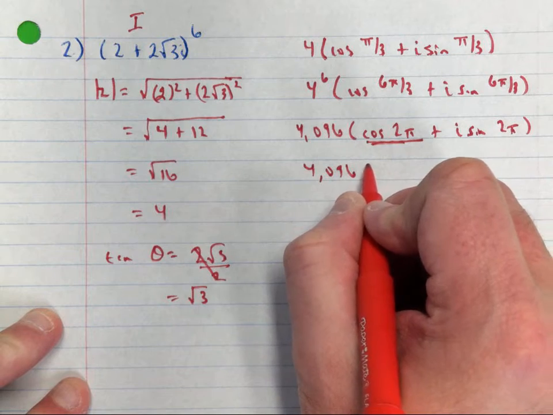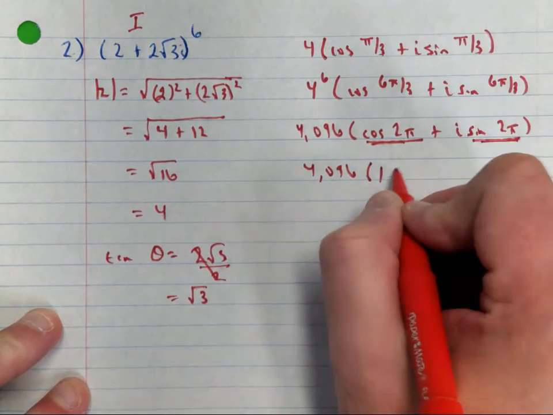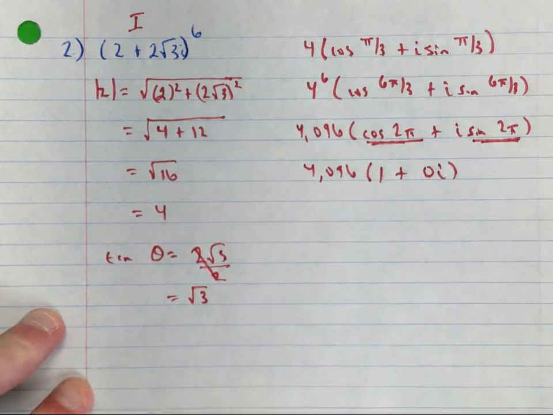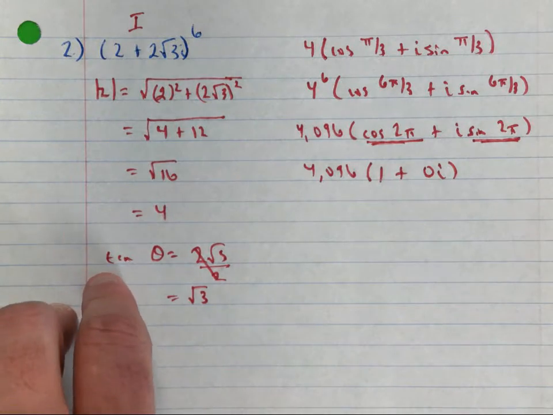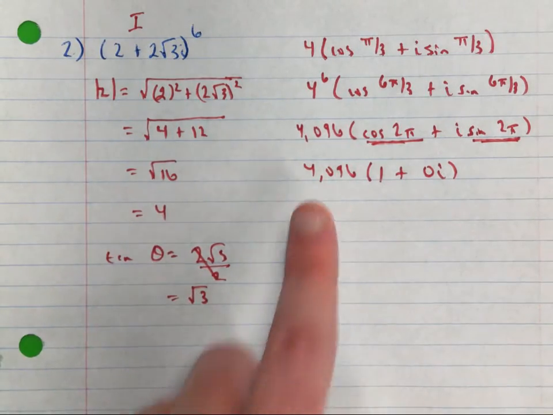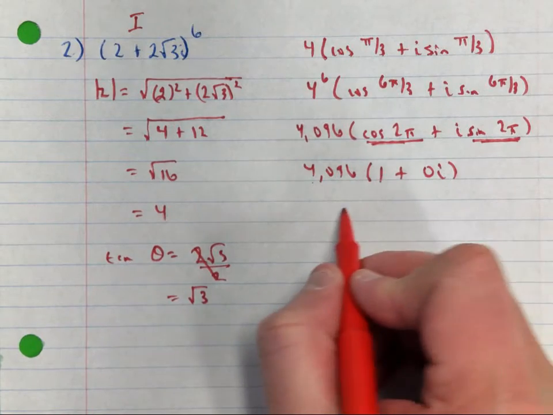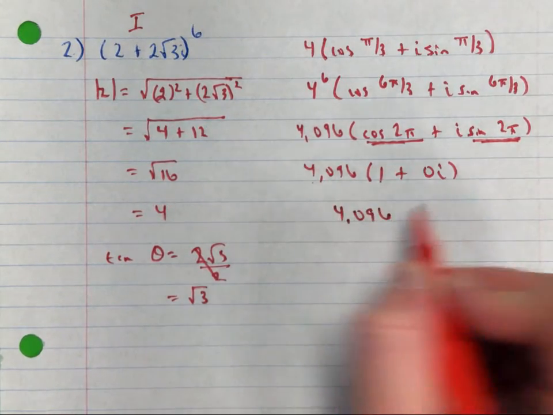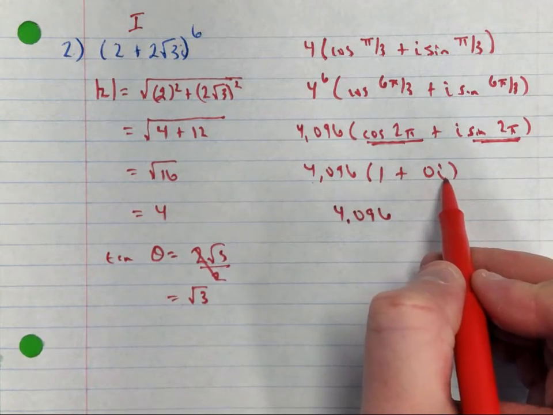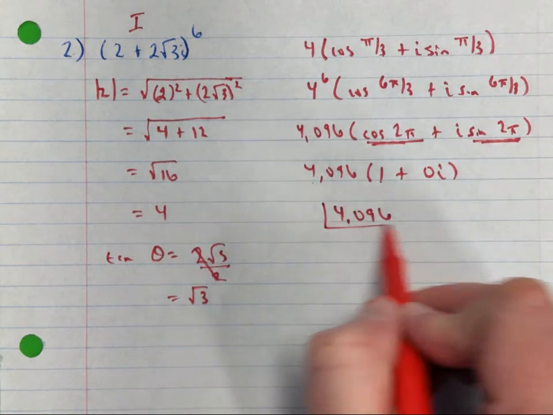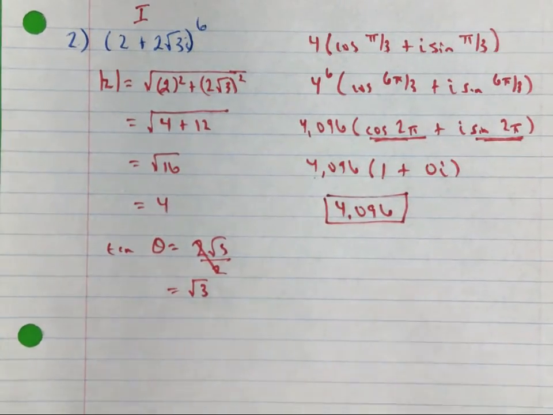What's sine of 2 pi? 0I. Now, distribute. What's 4,096 times 1? This times 0I would just be what? So what's your answer? That's it. So if you work that out, you multiply that out 6 times, that would give you an answer of 4,096.